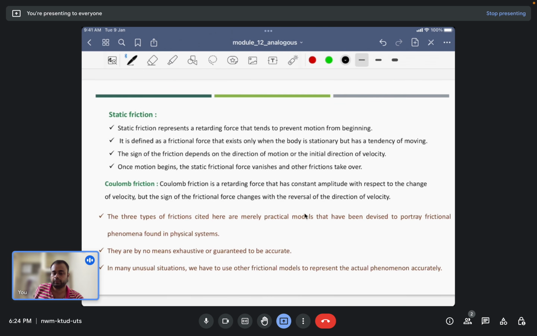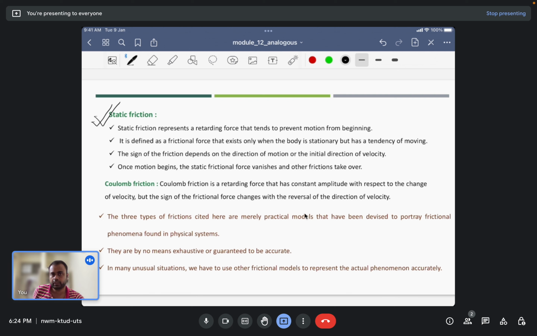So the sign of the friction depends on the direction of motion or the initial direction of velocity. Once the motion begins, the static friction force vanishes and other frictions take over. So static friction is only active until the body is at rest. Once we overcome the static frictional force, it vanishes. And the third one is the Coulomb friction.